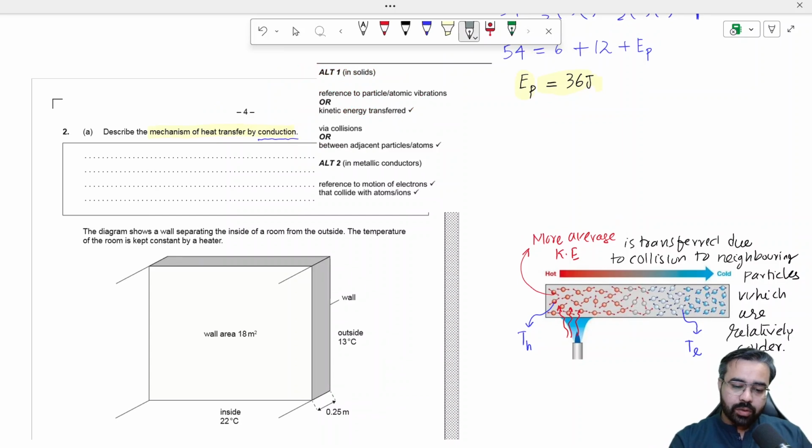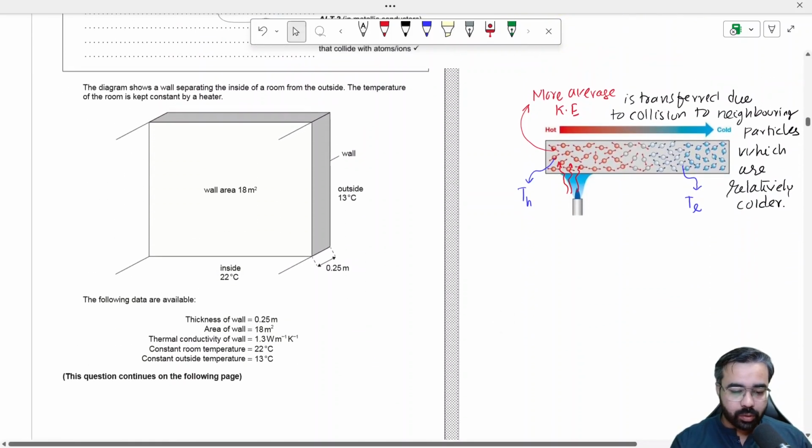Okay, students, this is the mark scheme, and you can see what we have discussed, those main parts: the particles' kinetic energy is transferred due to collision to the adjacent particles or atoms. These are the key terms that we also discussed. Now let's move to the next question.